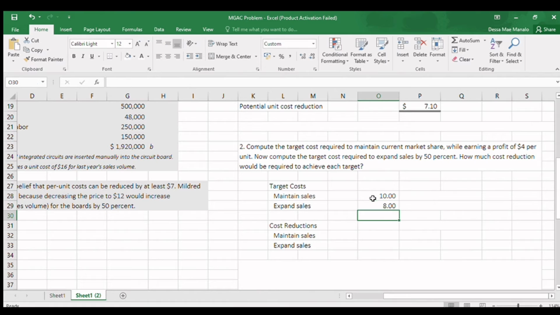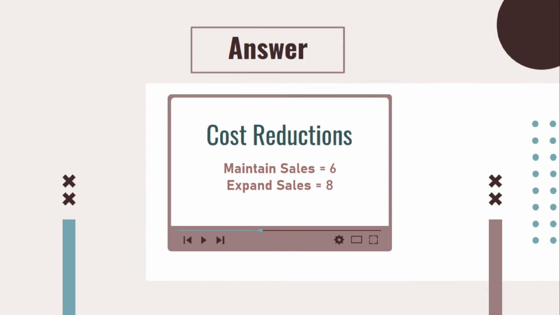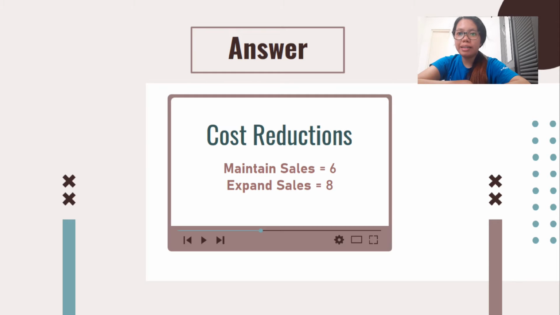Next is the cost reduction. We also need to deduct the target cost from the 16 unit cost: 16 minus the target cost of 10 for the maintained sales, and 16 minus the target cost of 8 for expanded sales. The cost reduction for the maintained sales is 6, while for the expanded sales it is 8.